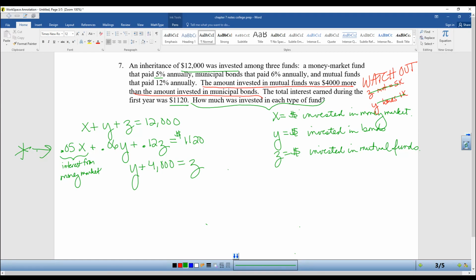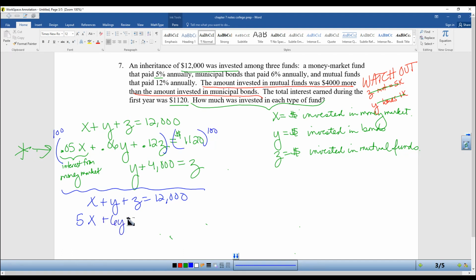Okay, so you have a system of 3 equations. We can't do this the way we did on the calculator. So you're back to just solving a system. So we already have an equation with just Y's and Z's. So I'm going to do 2 things to make this simpler. Number 1, I'm going to rewrite them, and I'm going to multiply that second equation by 100. That way I have 5x plus 6y plus 12z is equal to 1, 1, 2, 0, and then 2 more zeros.